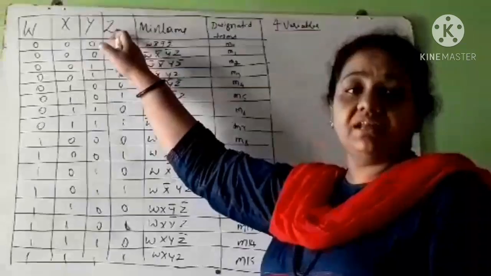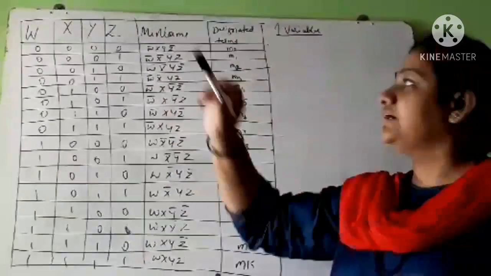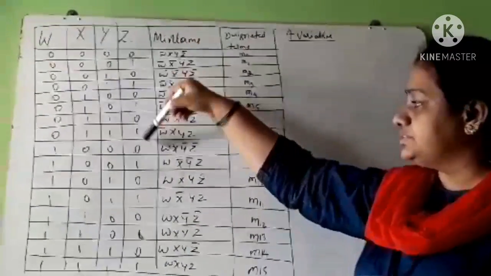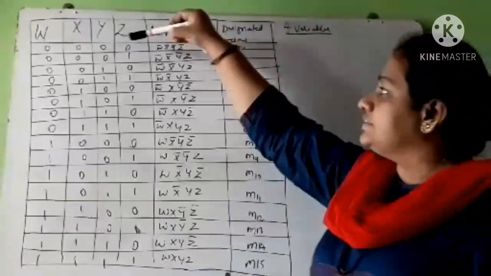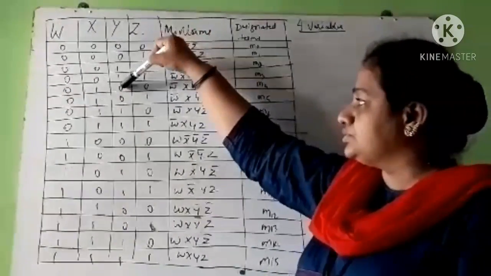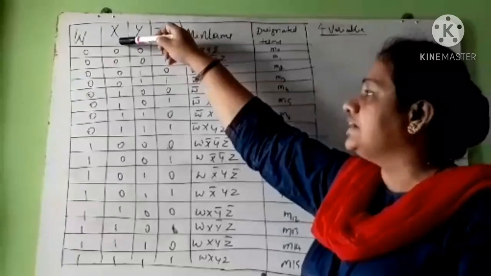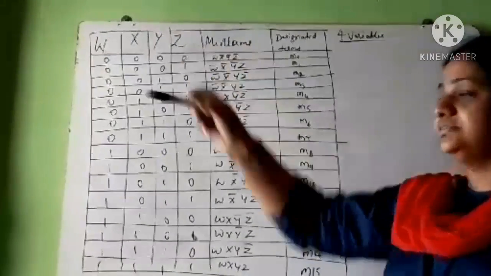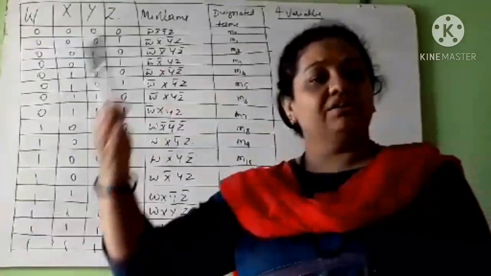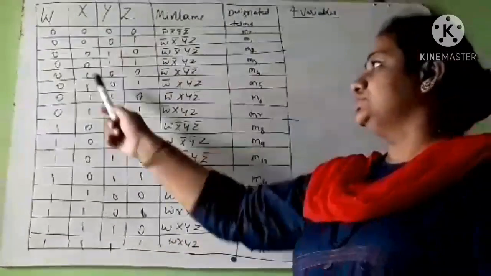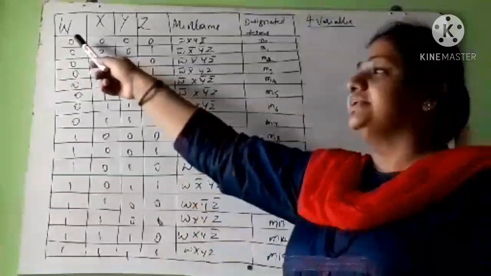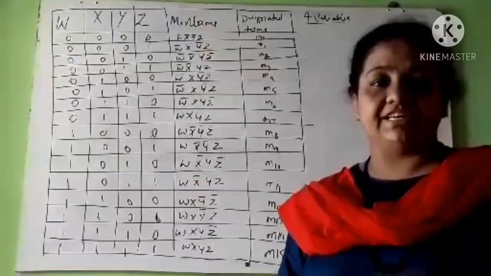So we begin with the last variable, the 4th variable, and we fill in 0, 1, 0, 1, 0, 1, and so on. Then the next column will be 2 zeros, 2 ones, 2 zeros, 2 ones. The next column will be 4 zeros, 4 ones, 4 zeros, 4 ones, and the next column will be 8 zeros, 8 ones.